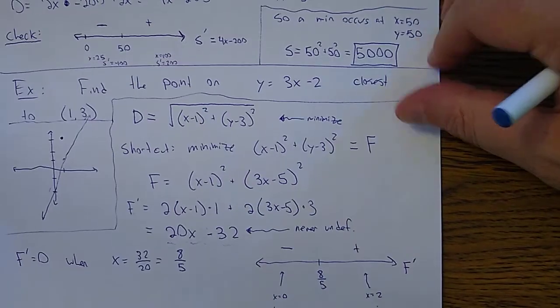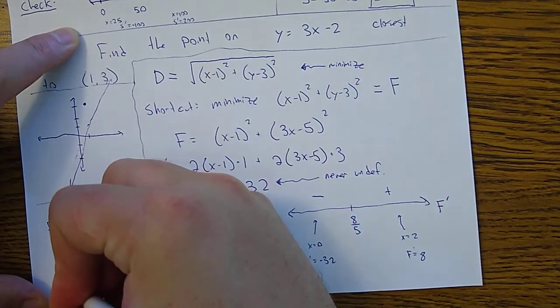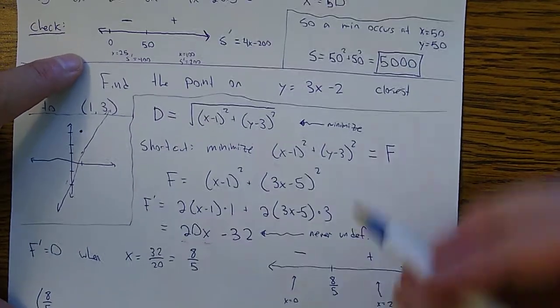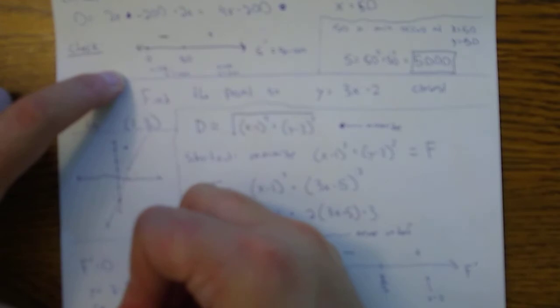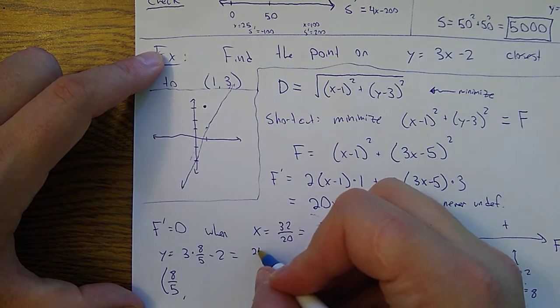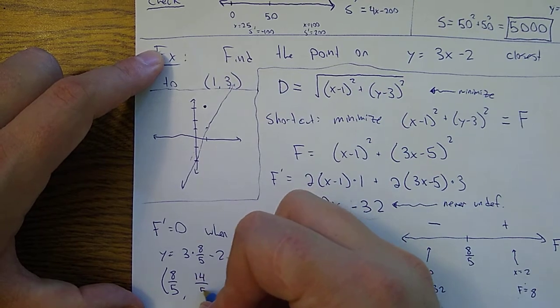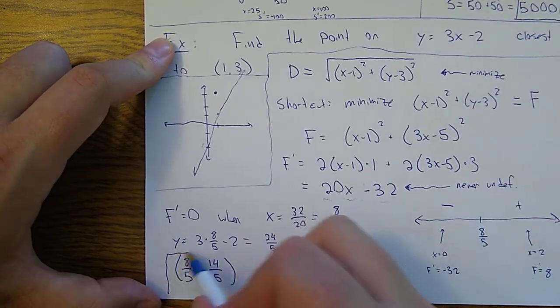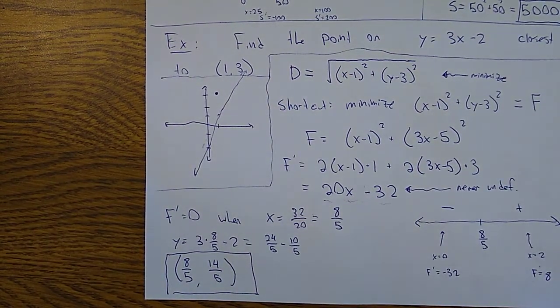And in the end, I just want to make sure that I answer the question. The question was to find the point. So at this point, I know the x-coordinate of the point was 8/5. The y-coordinate of the point is just whatever I get from plugging this in. 3 times 8/5 minus 2 is, let's see, 24/5 minus 10/5, so 14/5. So that's the point that's closest to 1, 3 on this line.